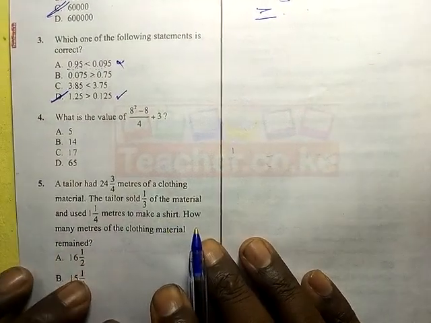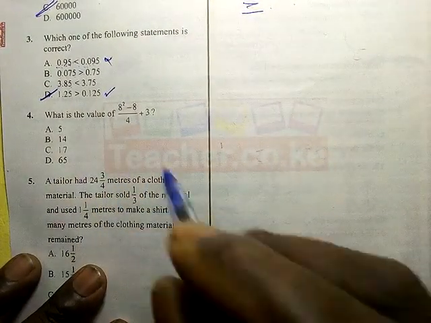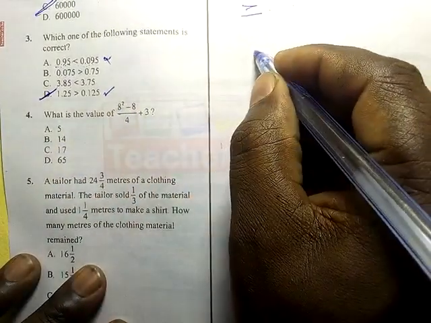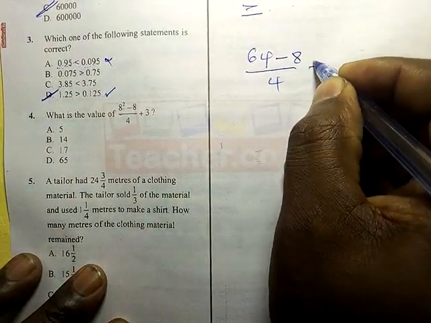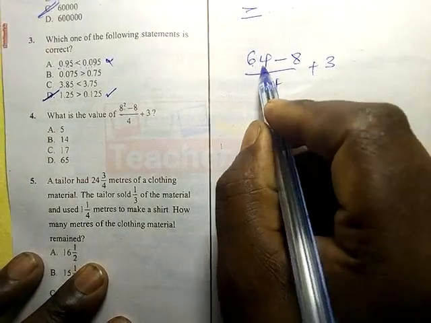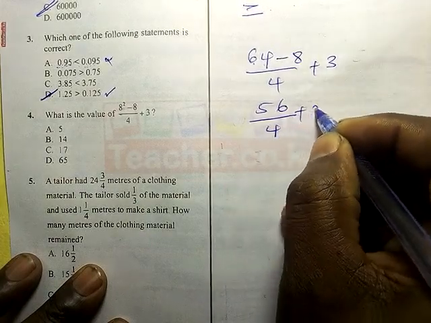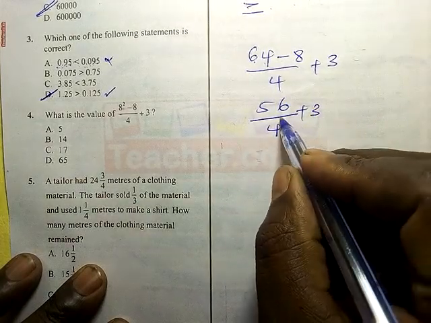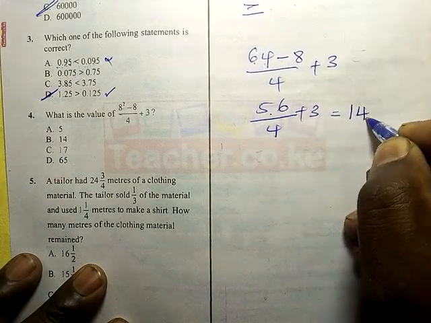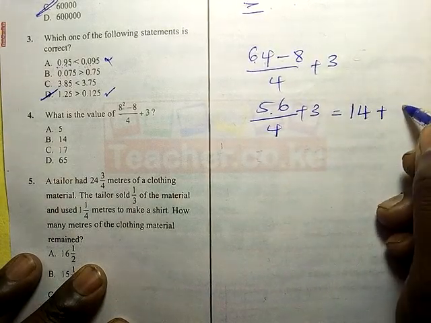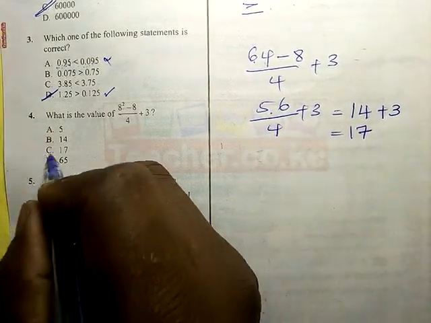Number 4. What is the value of this? So 8 squared is 64 minus 8 divided by 4 plus 3. 64 minus 8 is 56, divided by 4 plus 3. So 56 divided by 4 is 14, and then plus 3. The answer is 17.